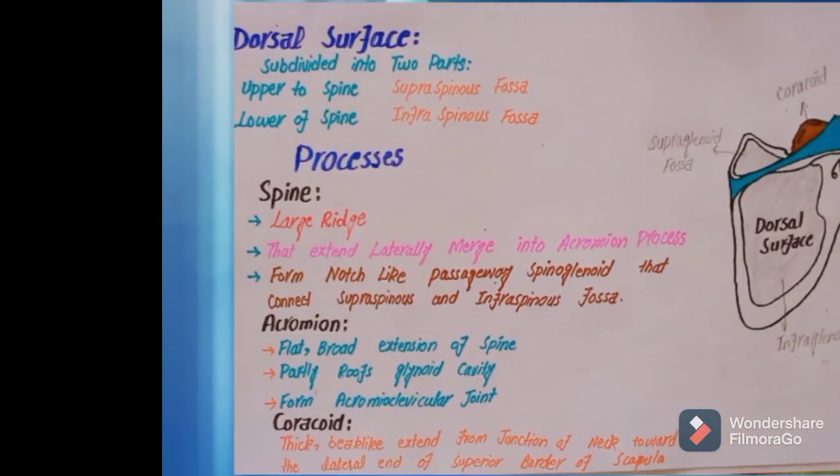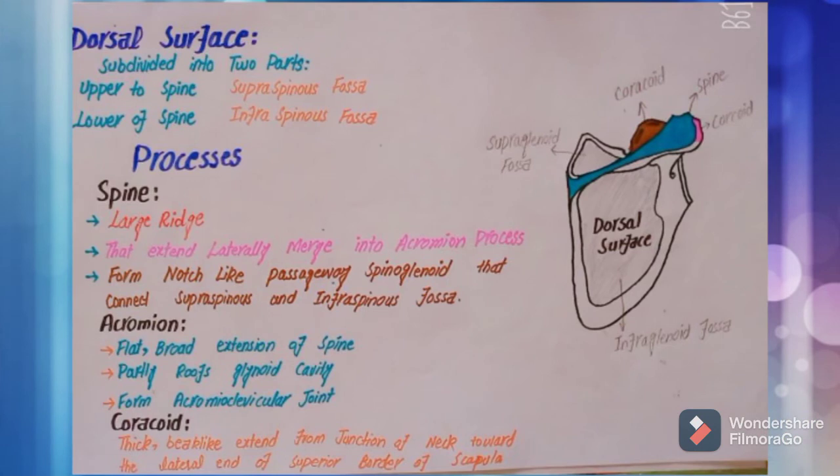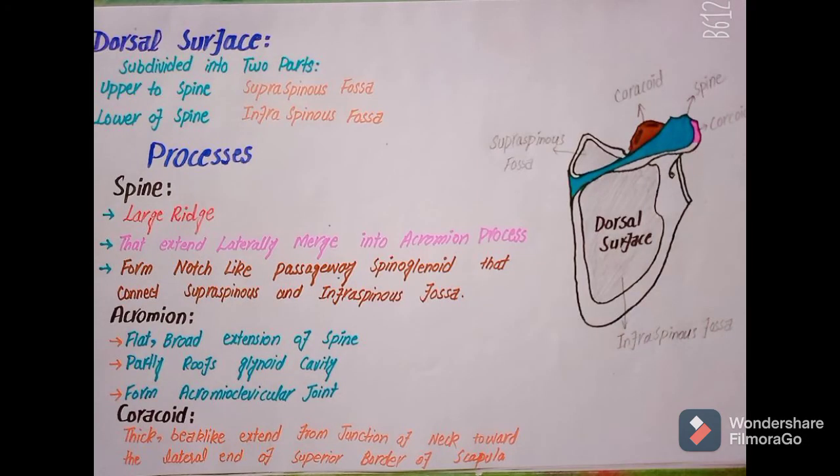Next is the dorsal surface, which is also called the posterior surface of the scapula. You can see this surface on the side diagram in highlighted view. The dorsal or posterior surface of the scapula is subdivided into two unequal parts by the spine of the scapula, which extends from the medial border laterally toward the acromion process and merges with this process. Above the spine is the supraspinous fossa and below the spine is the infraspinous fossa.